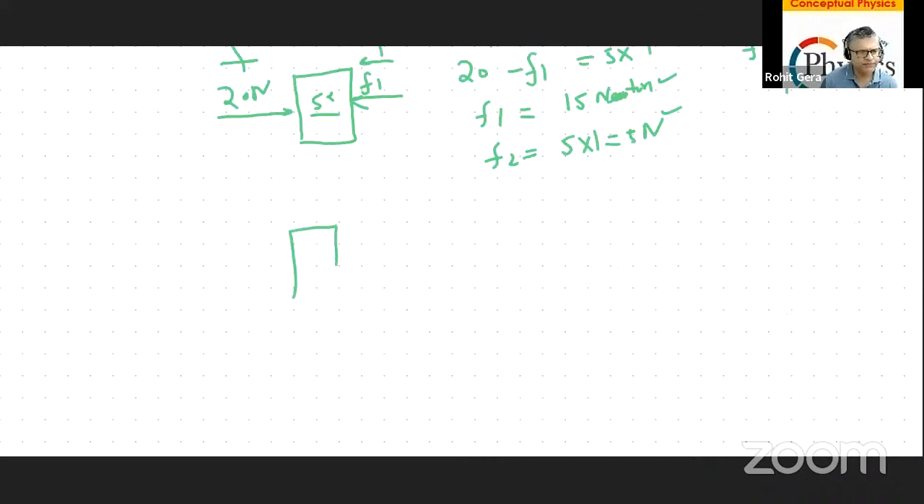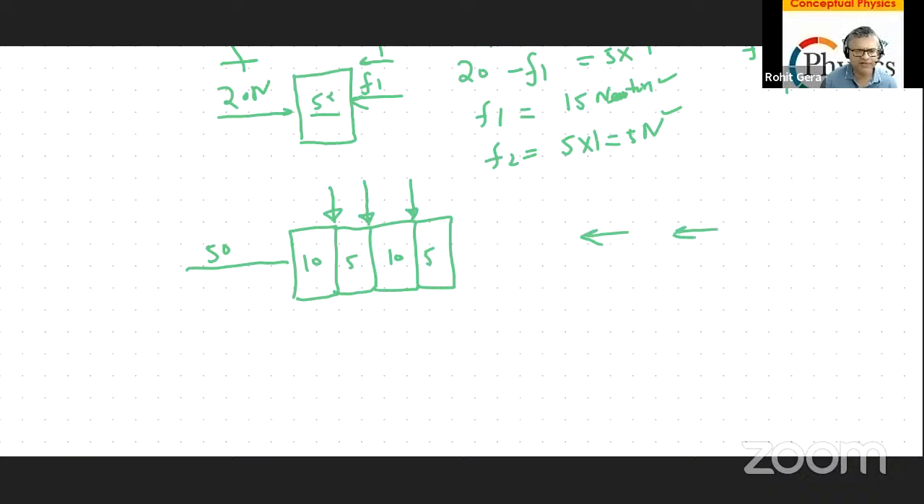So this is the first block, second block, third block, fourth block, and you apply a force of 50 Newtons. This is 10, 5, 10, 5. The first pair will come here, the second pair will come here, and the third pair will come here. And if you add those forces in one direction, because among the pair there is a direction which is leftward, and then there is a direction which is rightward, if you add them, you will find them to be 50 Newtons.